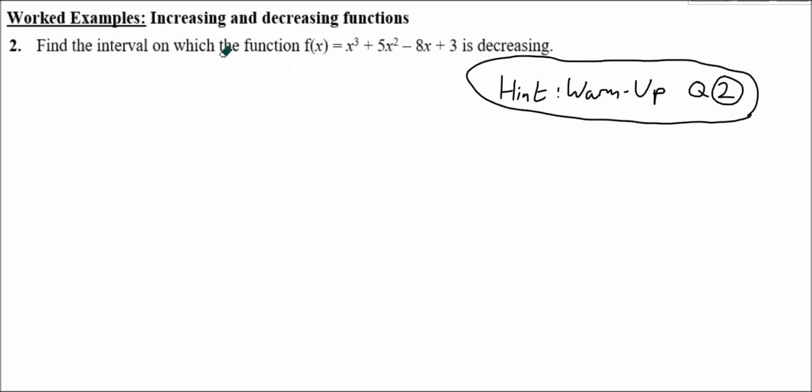Okay, so again, we find out if a function is increasing or decreasing by taking the derivative. So let's do this first of all. We have f dashed x equals 3x squared plus 10x, when we bring this 2 to the front and drop the power of x, minus 8.